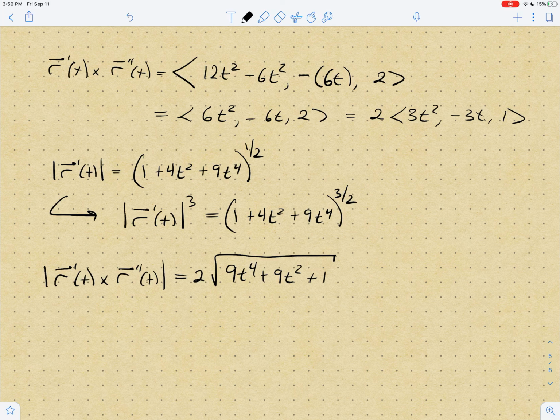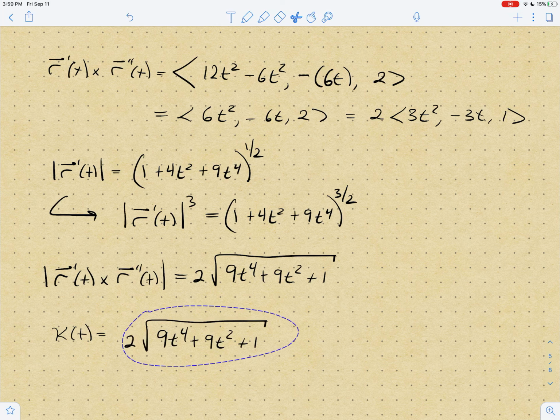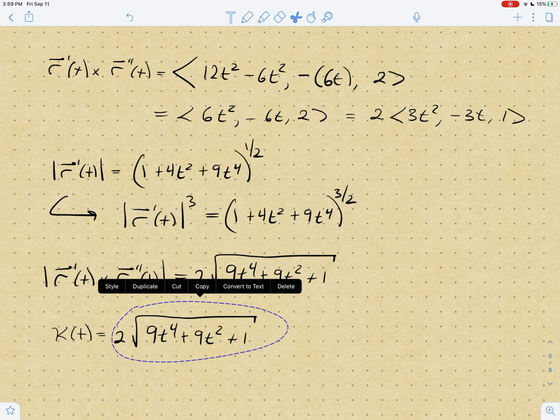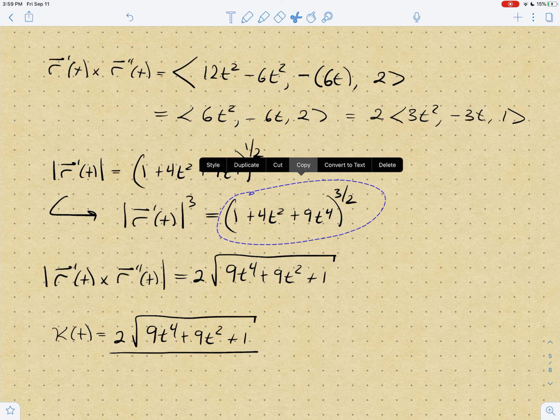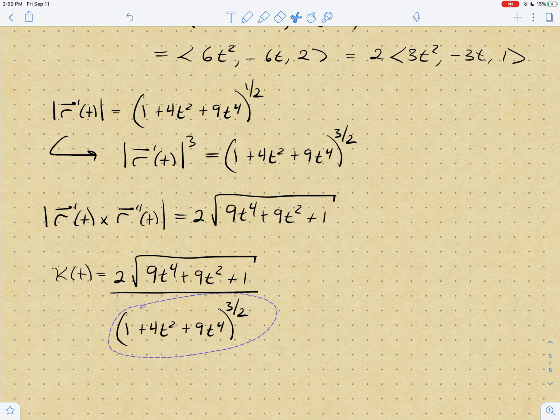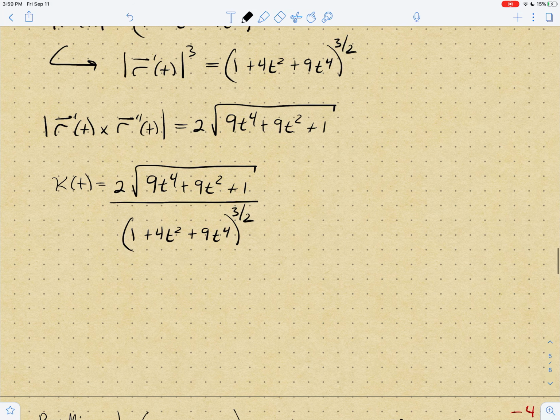So now, after all this work, we can figure out what the curvature is. The curvature is this guy. We're going to copy this and pop it in here. And then we're going to divide. And we'll copy this one, r prime cubed, and put it right there. And that's it.